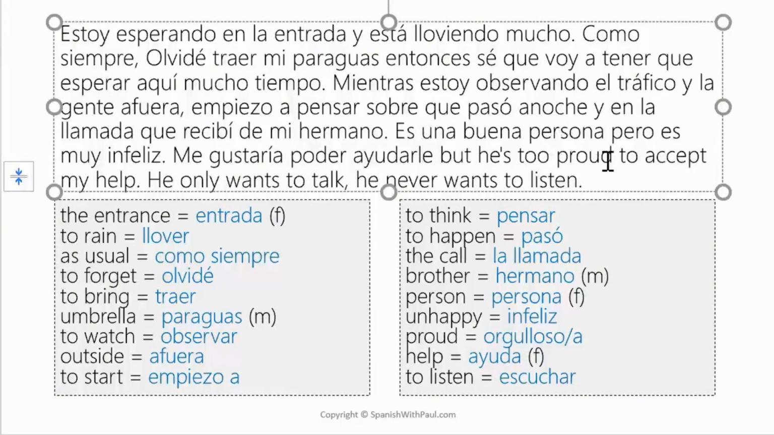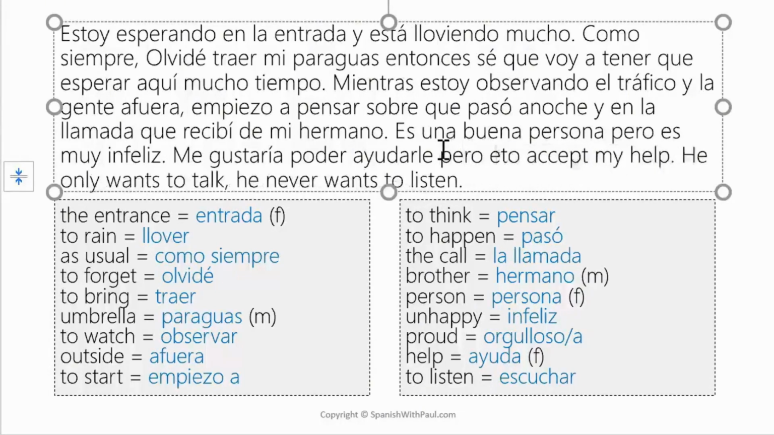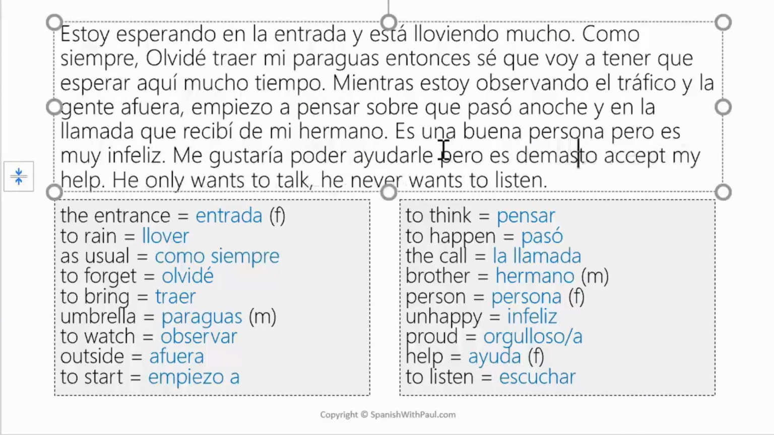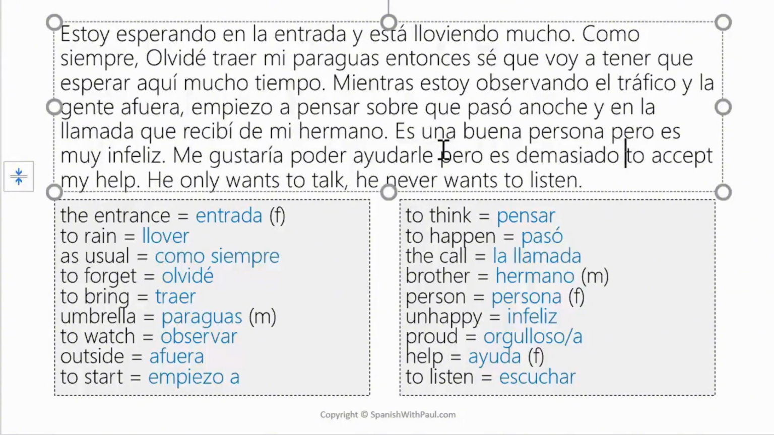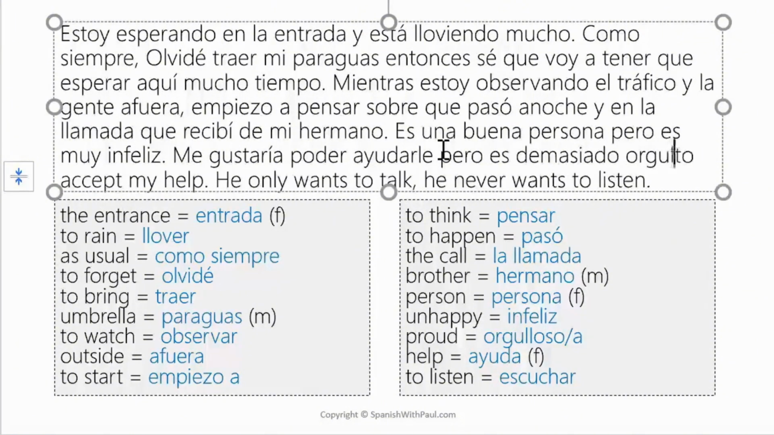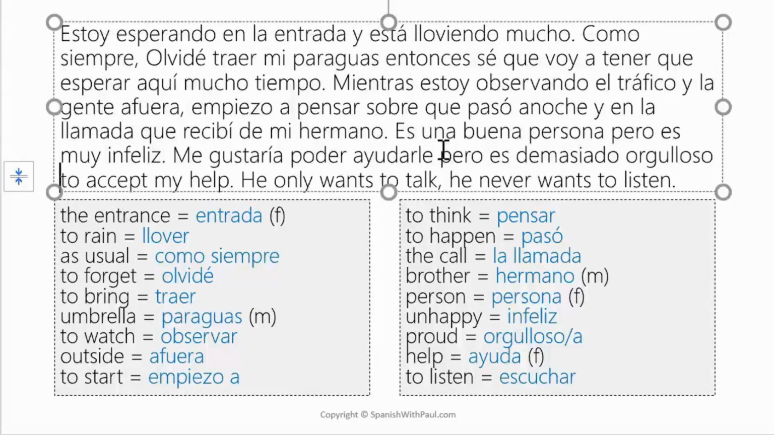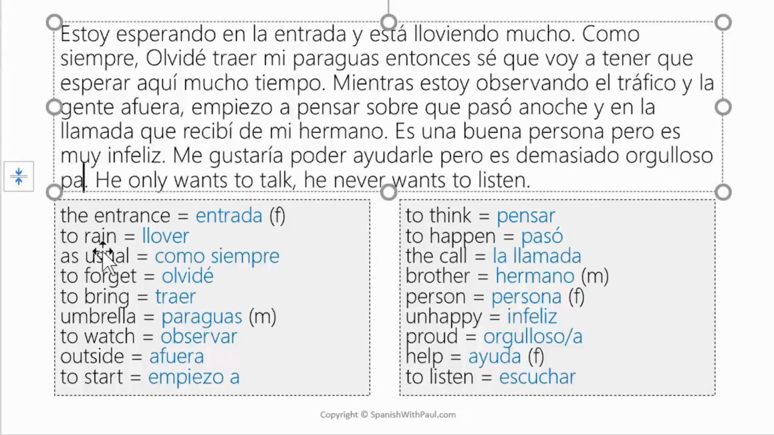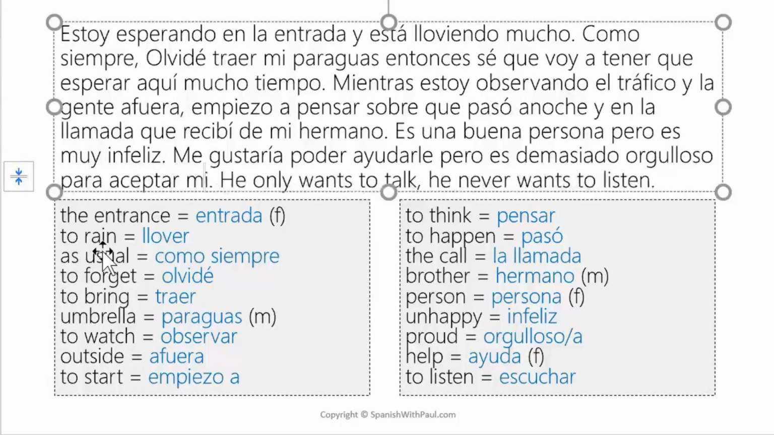But he's too proud. Here again we have a choice between ser or estar. And I'm guessing that we're seeing that him being too proud is part of his identity. How we're seeing him in general is that he's too proud to accept any help from me. So for that reason, we'll again go with es. So, pero es demasiado. And then we have our word for proud, orgulloso. In order to accept my help. So, para aceptar mi ayuda.